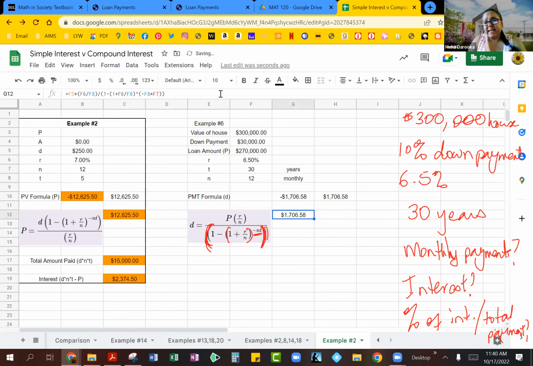And you should obviously get the same dollar amount as we did from the PMT formula. So I'll leave this here so you can kind of see how I typed that in.